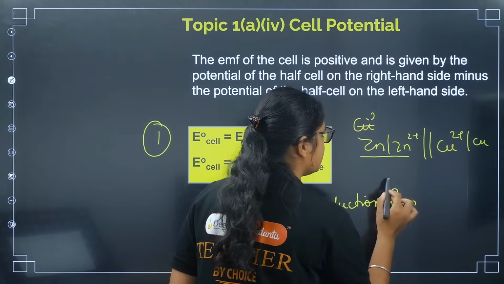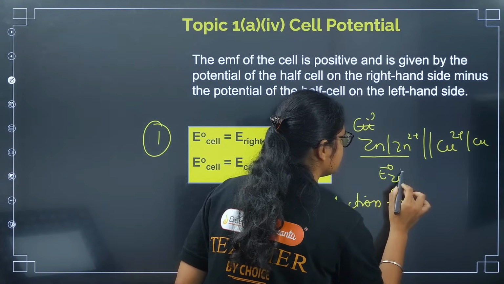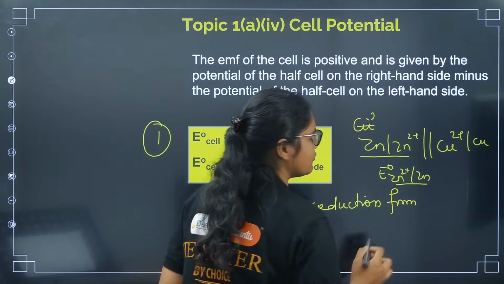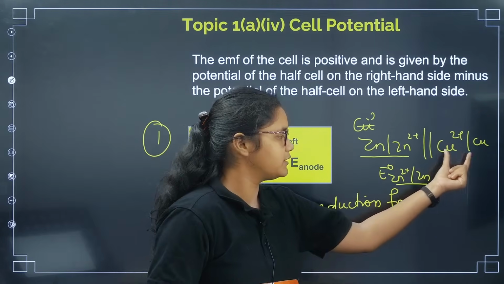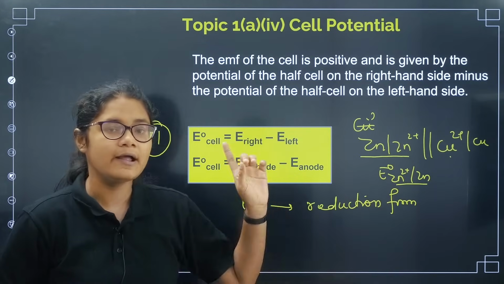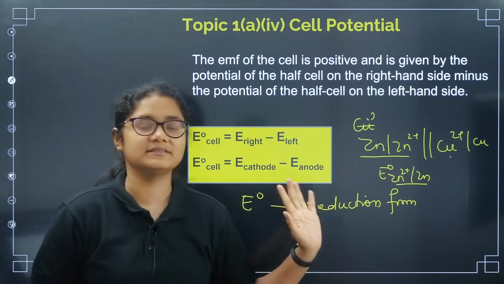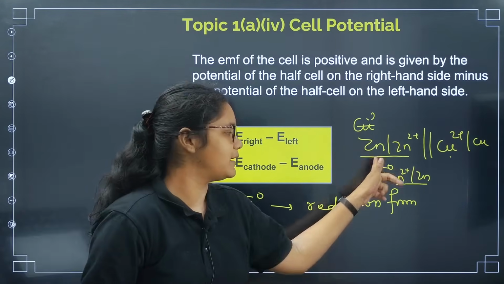So you will be given the E naught value of Zn2+ to Zn. This is the reduction form, you can see Zn2+ plus 2 electrons. Reduction is happening, so the reduction potential of zinc should be given, and the reduction potential of copper should be given. Then we have to take E naught of cathode minus E naught of anode, meaning E naught of copper minus E naught of zinc.